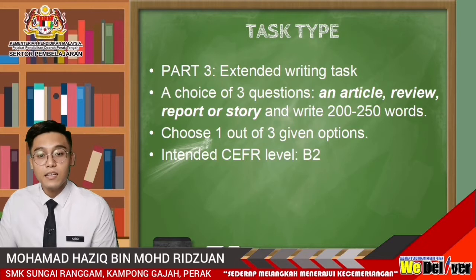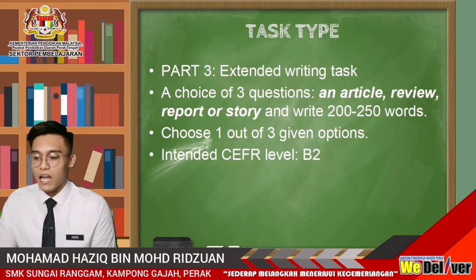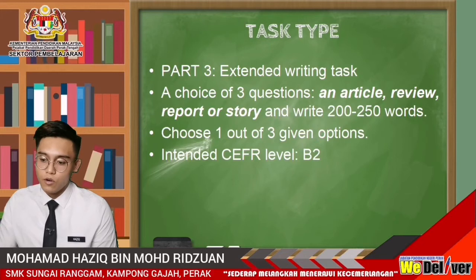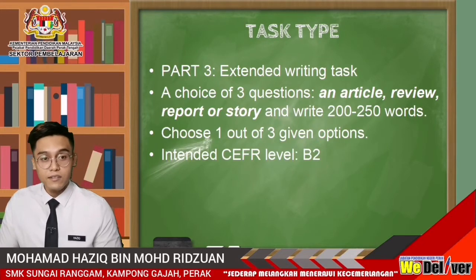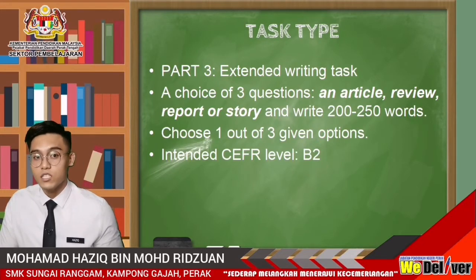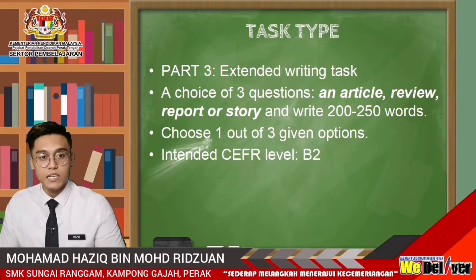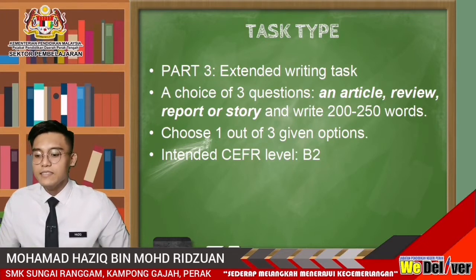And finally, the third part will be extended writing tasks. Okay, you will be given 3 options, either an article, a review, a report, or a story. And you have to write about 200 to 250 words. Okay, you have to choose one out of the 3 given options. Okay, do not answer all. You have to answer only one question. Okay, and the intended CEFR level for this question is B2.